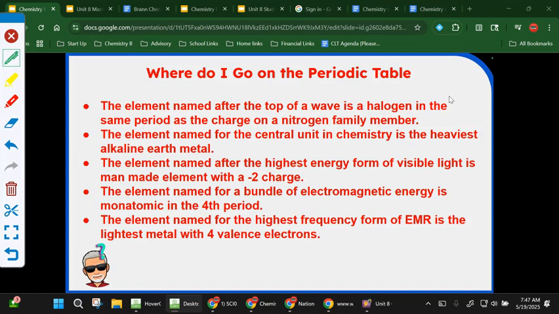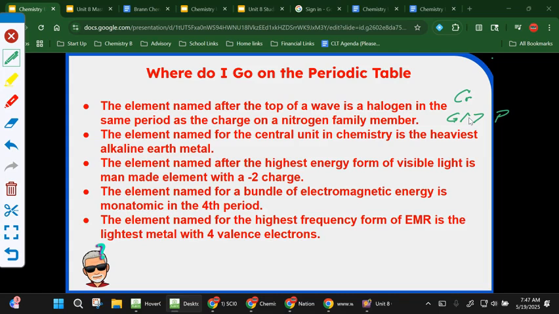The element named after the top of a wave. What element is named after the top of a wave? Crestogen. So the symbol is Cr. Now, I need a group number and I need a period. Halogen, is that giving us a group or a period? Group. What group? 17. Remember, we named them all the other day. Halogens are group 17.